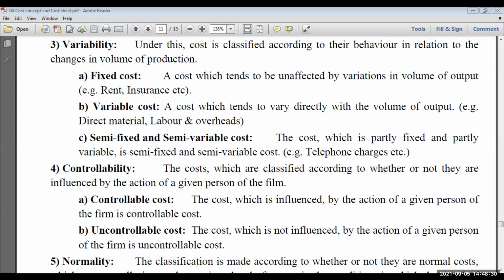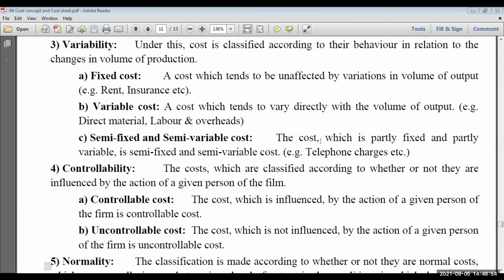Those days, telephone charges. I don't know about nowadays. Those days, telephone charges up to 200 calls, okay, only 100 rupees. After 200 calls, every call will be charged 1 rupee or 50 paisa like that. Okay, the semi-variable cost. Any doubt in this fixed cost, variable cost, and semi-variable cost?